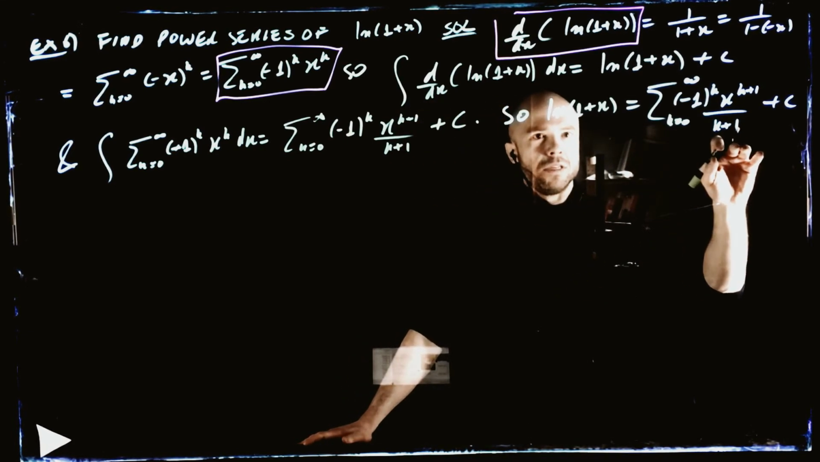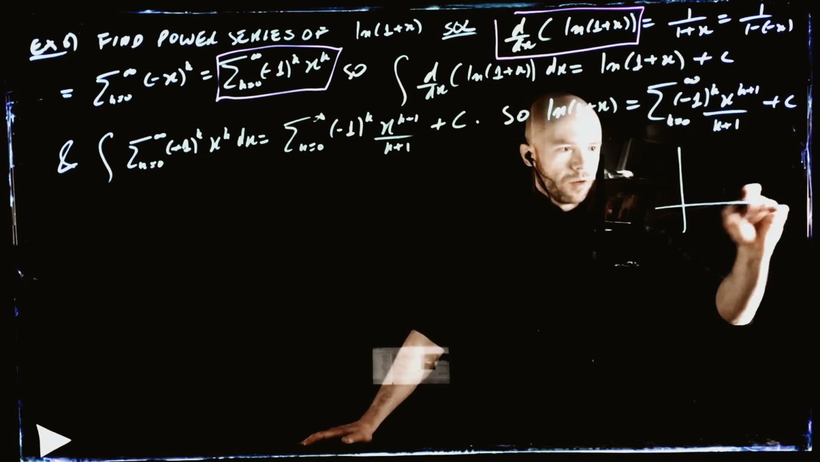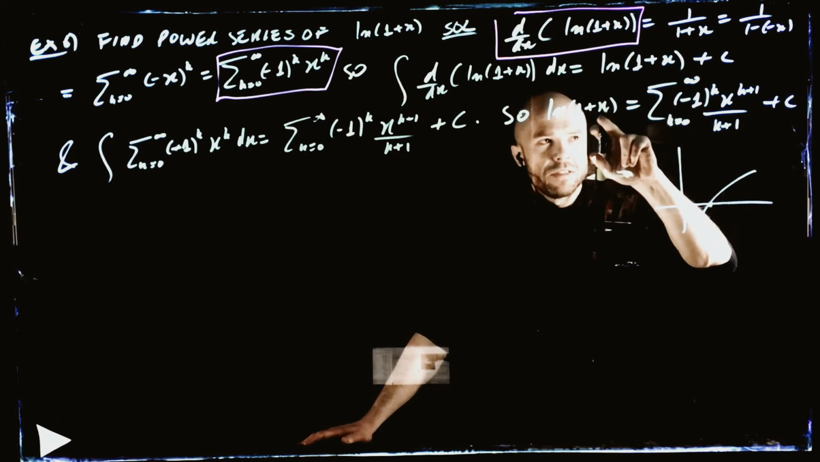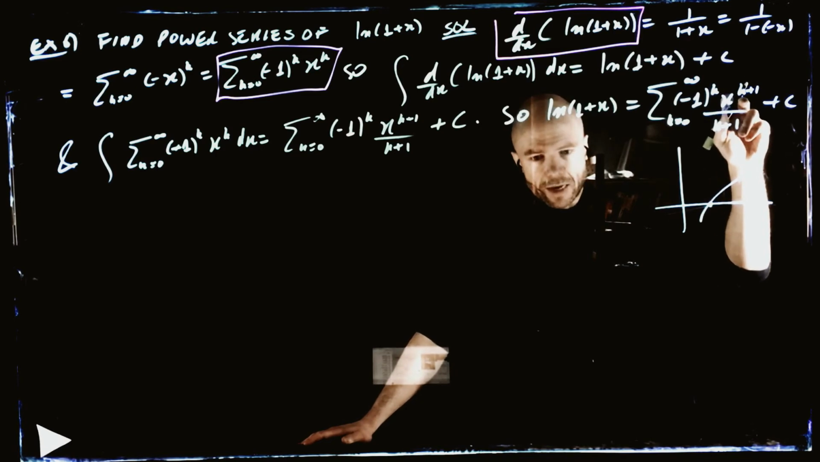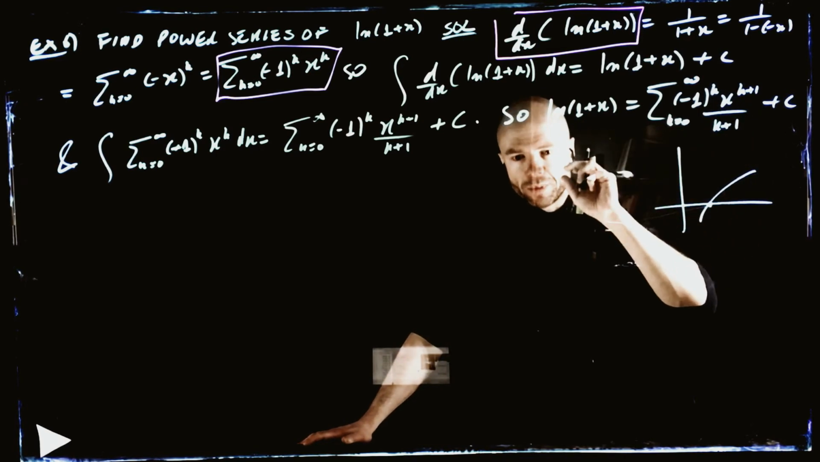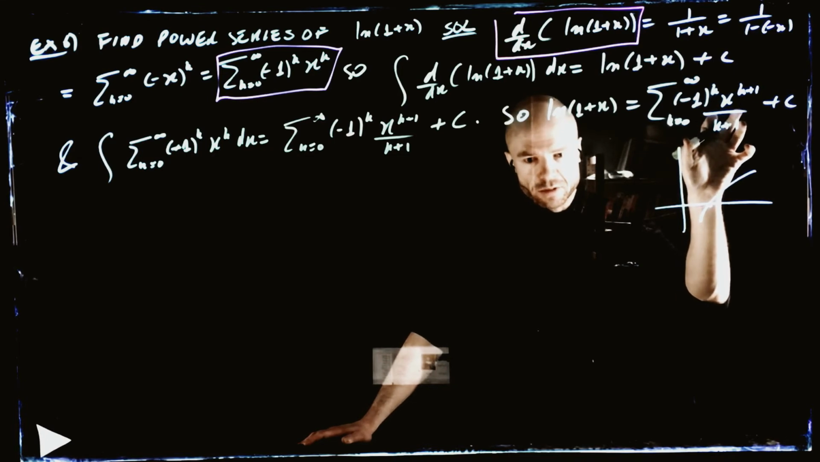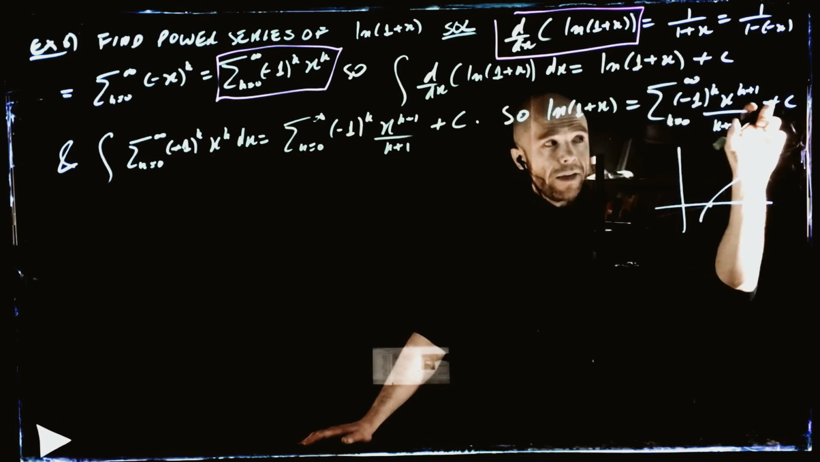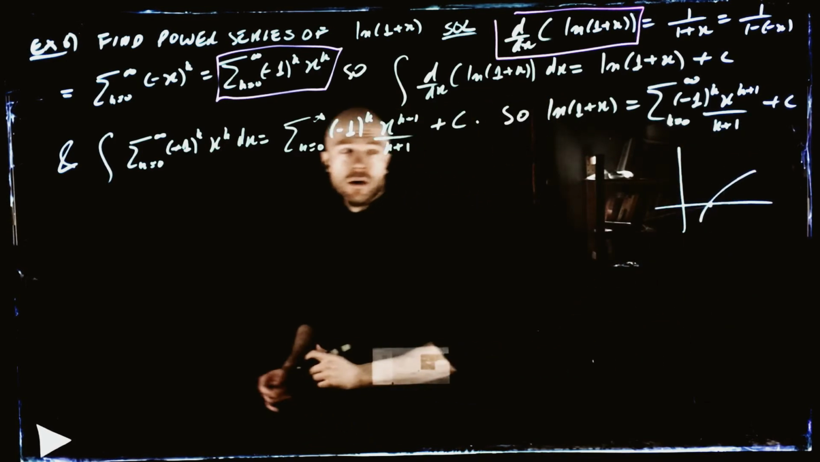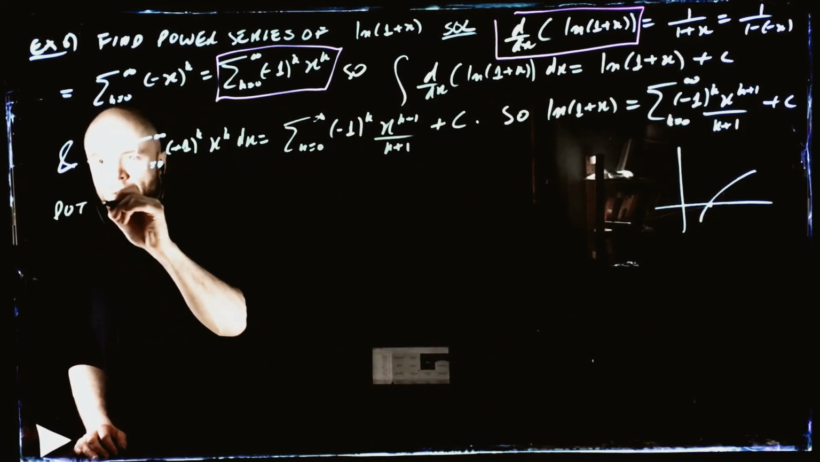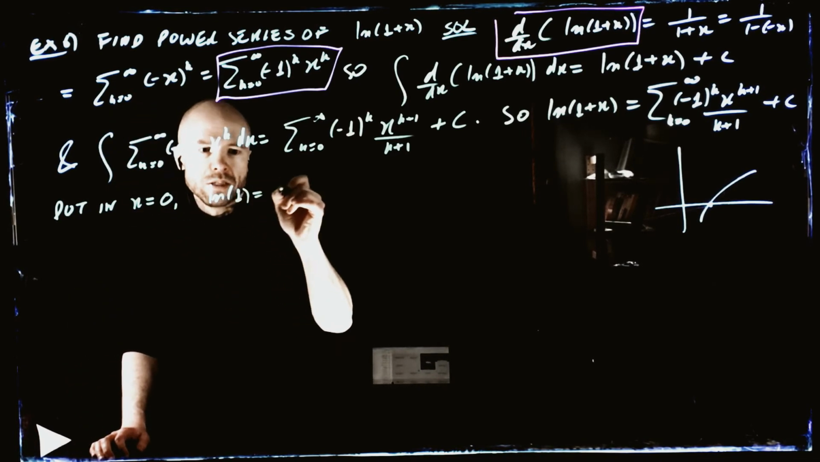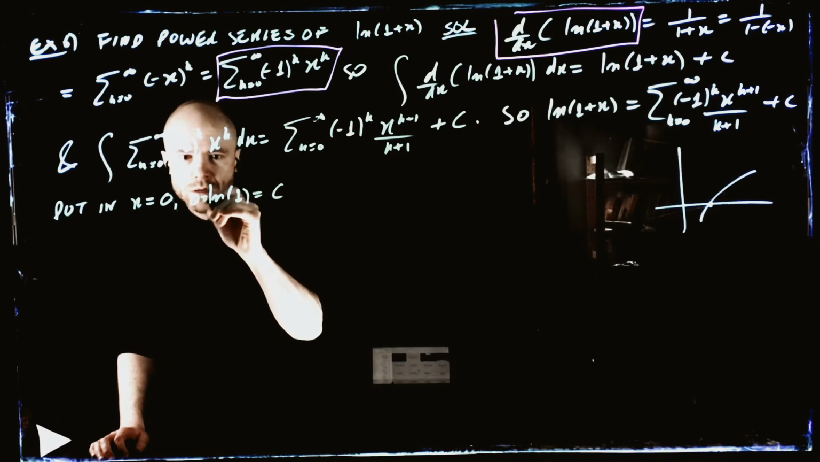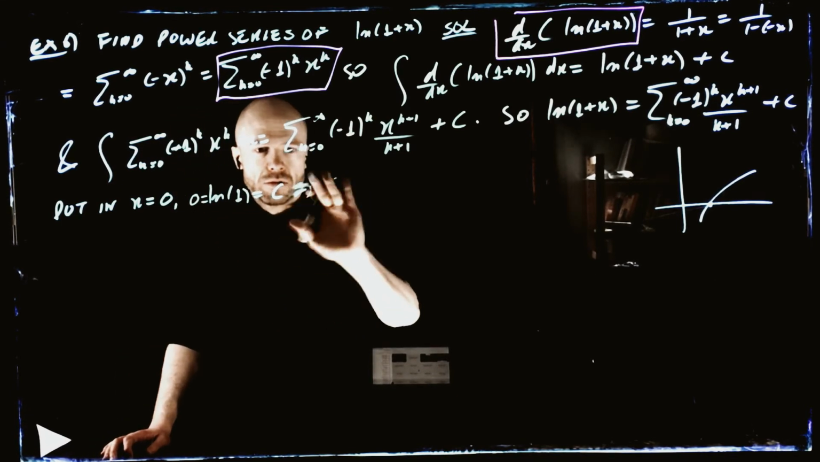But we can do better because we actually can plug in some values of x to find out what constant c is, because we know the graph of log. We know that when we are at 1, we are at 0. So if x is equal to 0 here, we have log of 1. All this stuff from k equals 0 to infinity, since the power is at least k plus 1, is going to involve a non-trivial power of x. So all that stuff will vanish when x is equal to 0. So we have 0 on the left-hand side equal to c, therefore c equals 0. Put in x equals 0, then log of 1 is equal to c, and log of 1 is 0. So c equals 0.